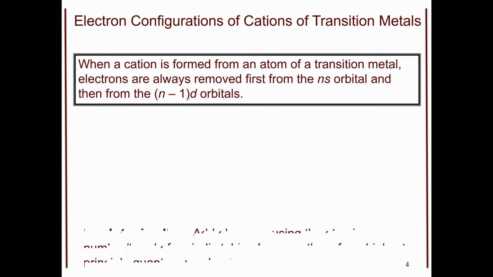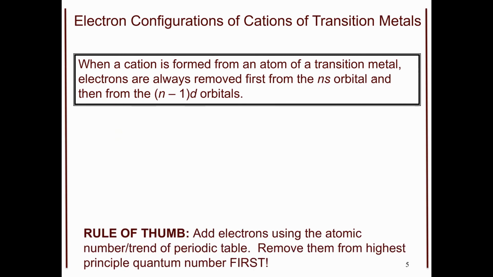So now let us go look at the group that confuses many first-year students, and that is the transition metals as well as the rare earth metals. When we are forming a cation from a transition metal, the electrons are always removed from the s orbital first and then the d orbitals. So what does this mean?